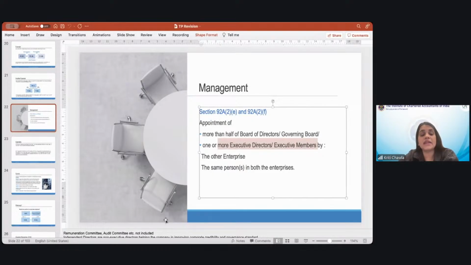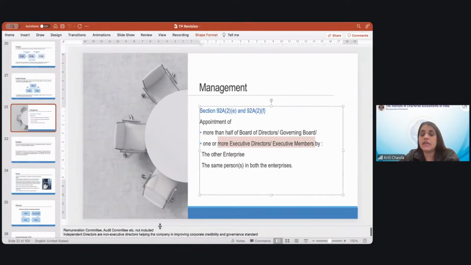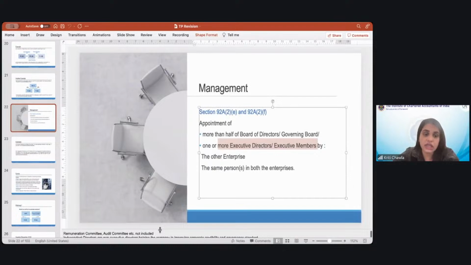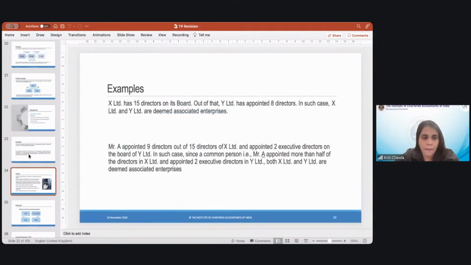So independent directors are non-executive directors. They help in improving the corporate credibility and the governance standards of the company. So they are not included, right here.